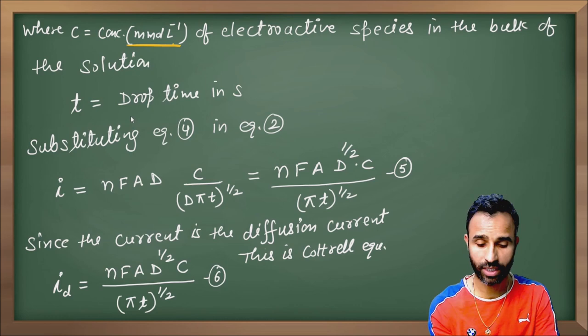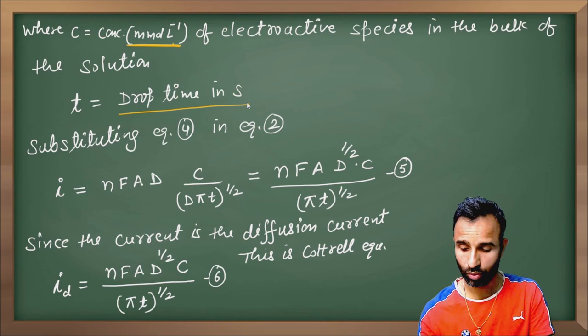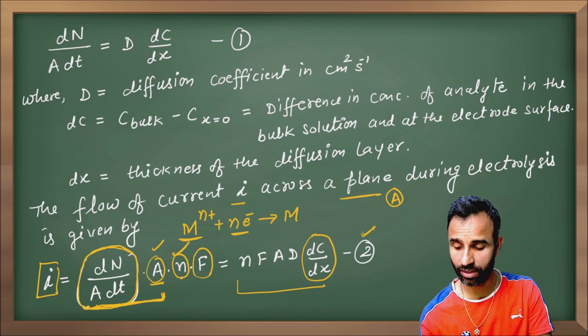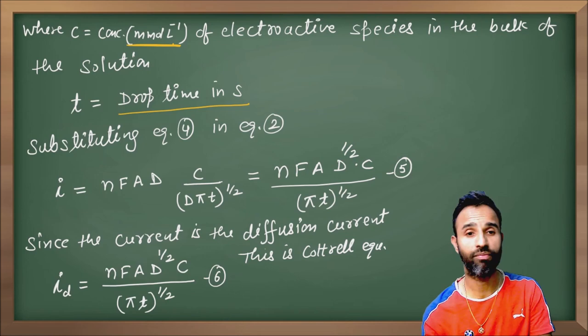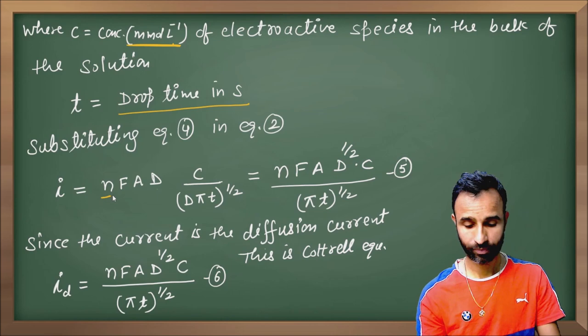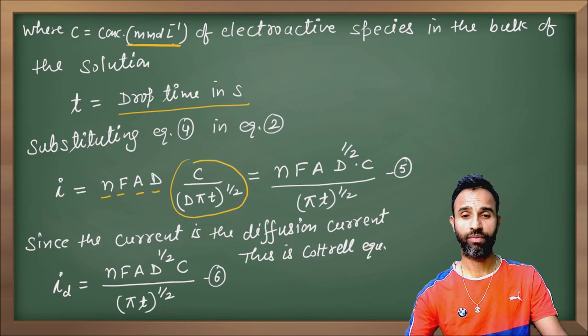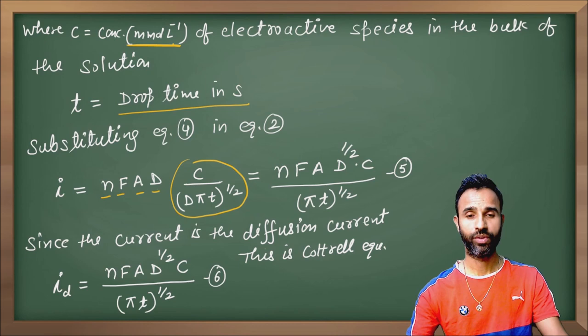So if we substitute this equation 4 in equation 2, that is the equation obtained from Fick's first law, then this dC by dx is replaced by C divided by (πDt) raised to power half. So see, nFAD and C divided by (πDt) raised to power half. In the numerator there is D, in the denominator there is D raised to power half, so it becomes D raised to power half only. So nFA D raised to power half into C divided by (πt) raised to power half.